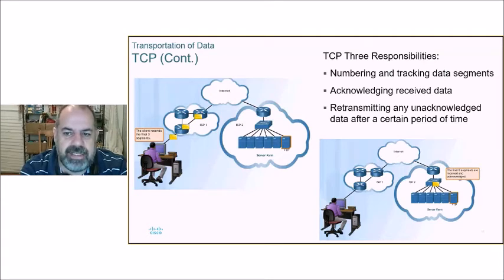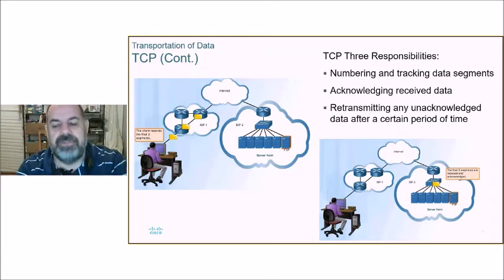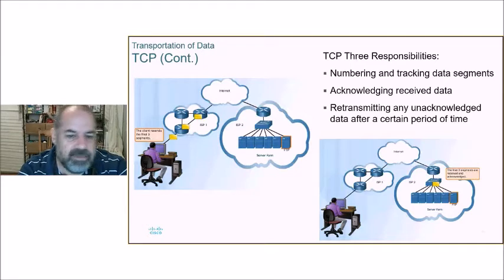Okay, and so TCP has 3 major responsibilities: numbering and tracking data segments, acknowledging received data, and retransmitting any unacknowledged data after a certain period of time. This does do more things than this, but these are the most common things we think of. When you chop that data into chunks, of course you need to number those chunks so that the receiving end can reassemble them, because across the internet, segments won't necessarily arrive in the order they were sent, because they may well take different paths on the way through, and so you need this numbering so that they can actually be reassembled.